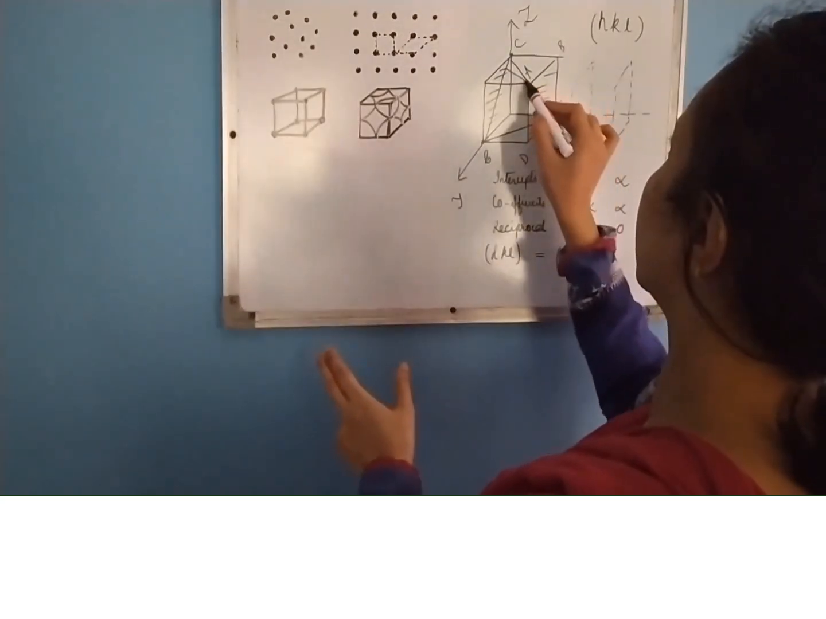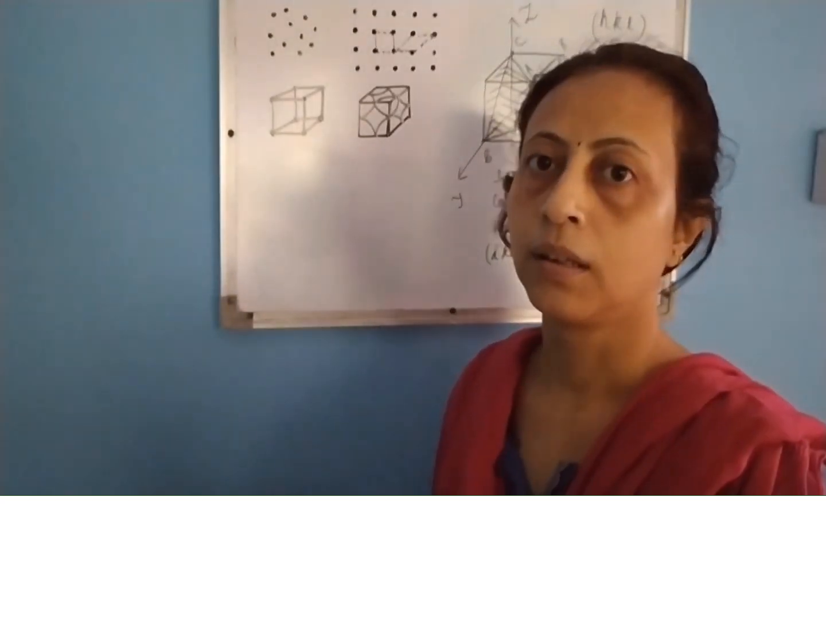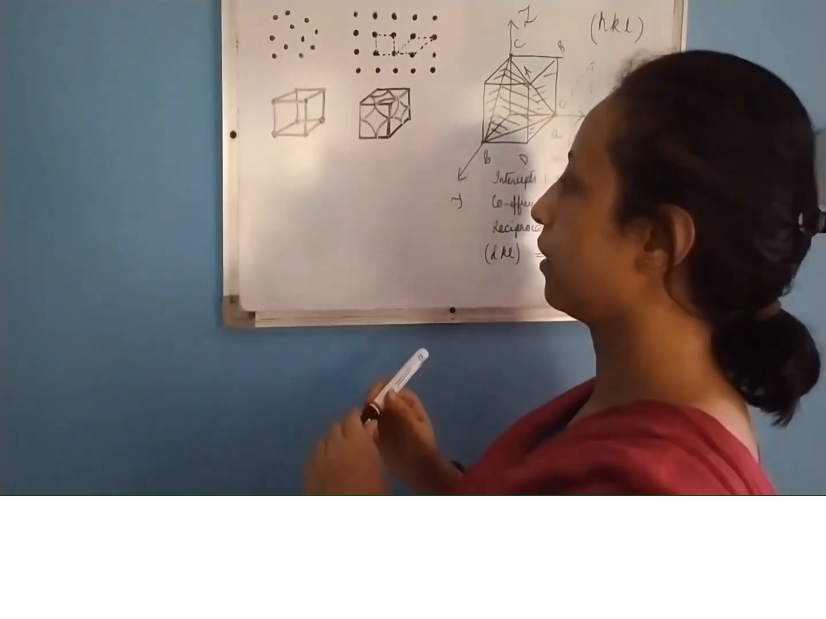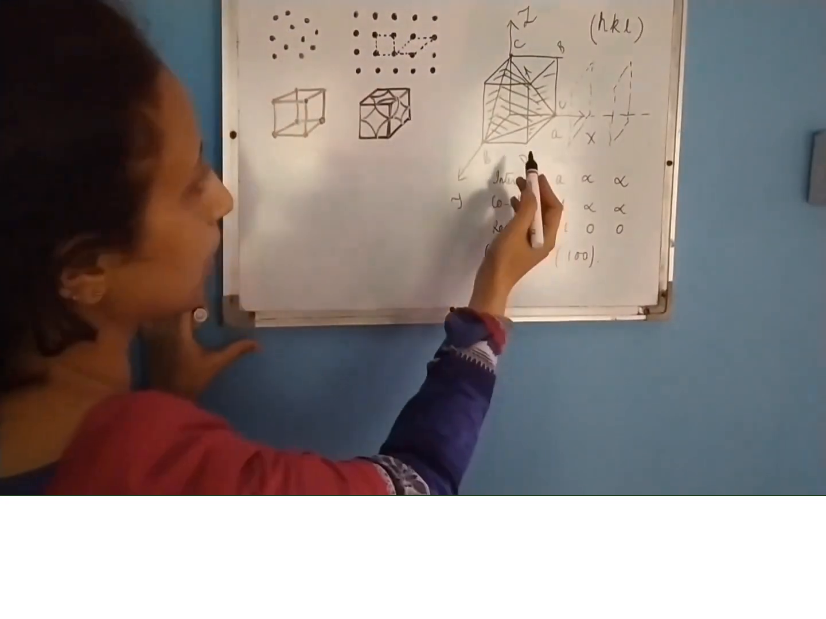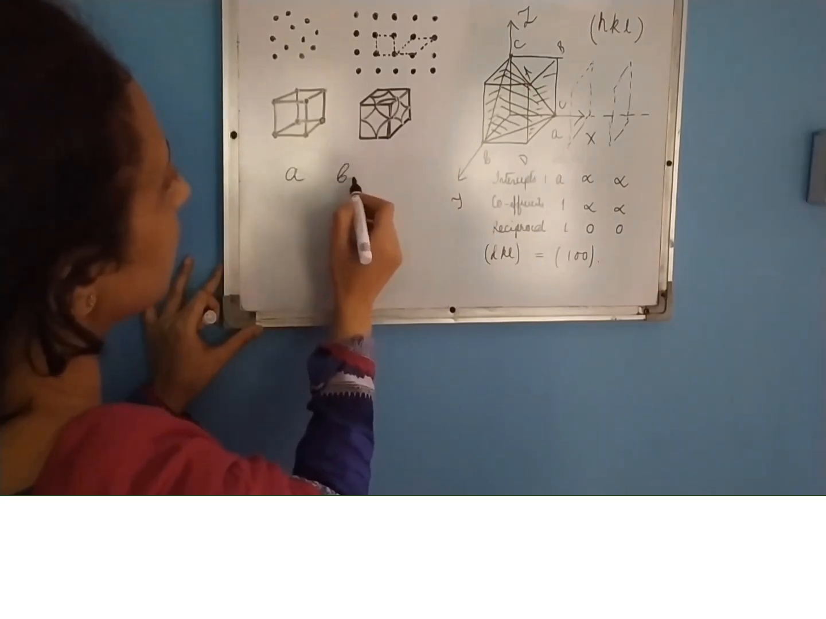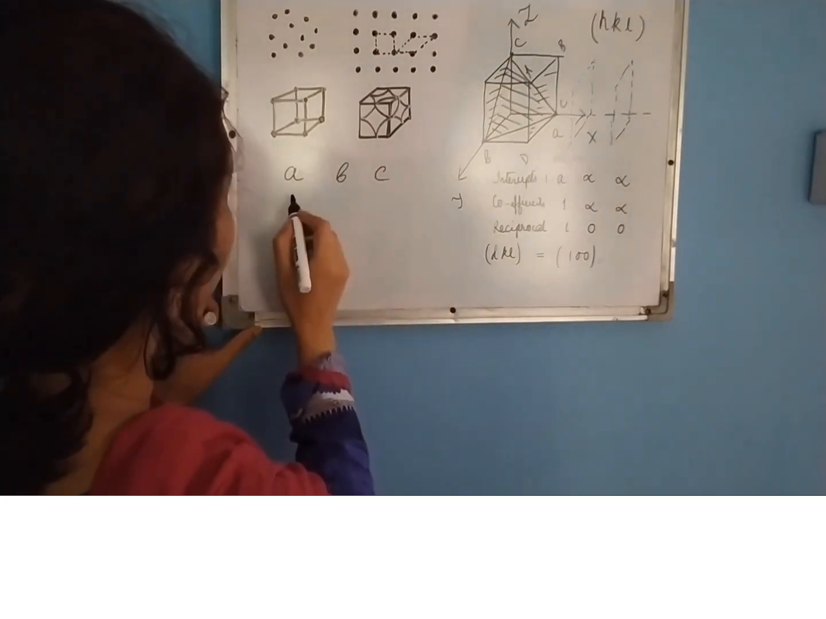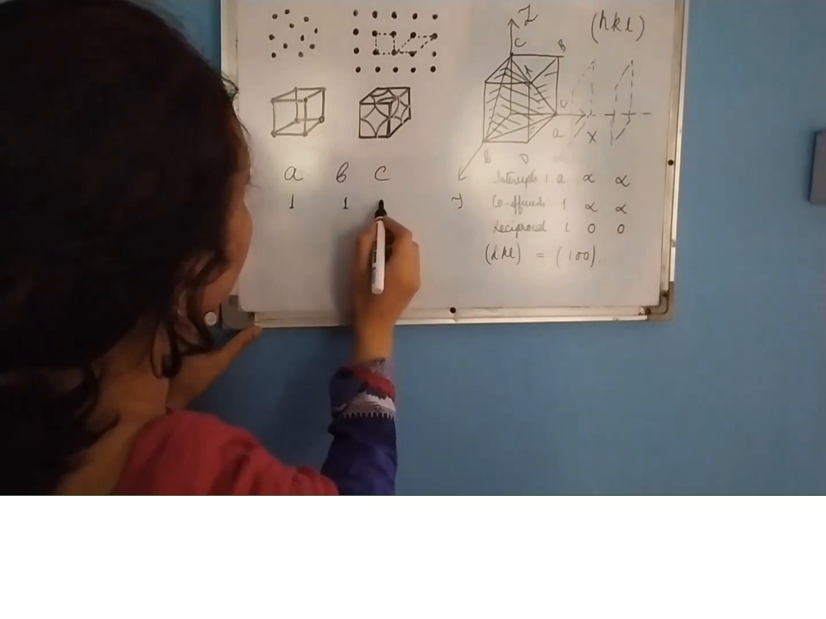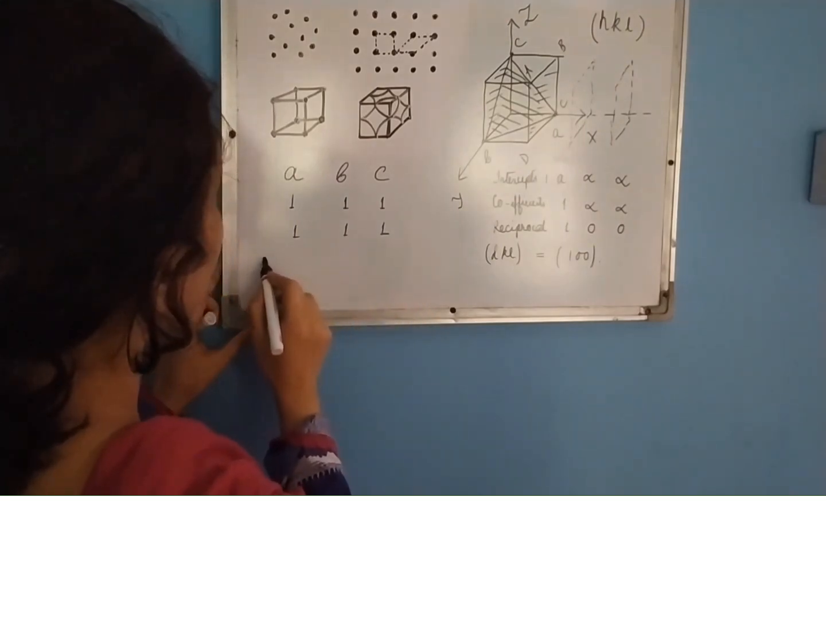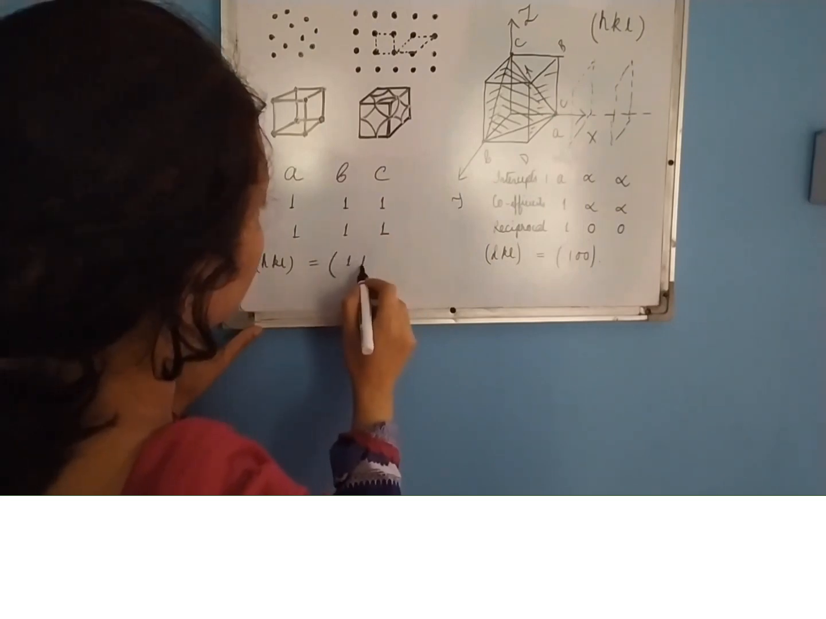This one. So this particular plane, which is inclined and making intercepts with all the 3 axes. Okay. So first let us find what are the intercepts. The intercepts are with x-axis A, with y-axis B, with z-axis C. So follow the same procedure. So find the coefficients 1, 1, 1. Find the reciprocals of the coefficients, again 1, 1, 1. Therefore, your Miller indices for that inclined plane will be 1, 1, 1.